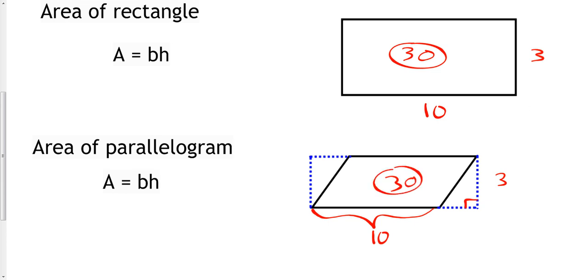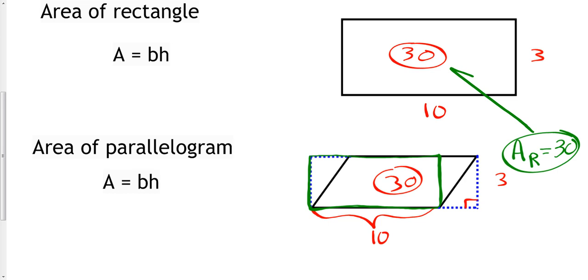Well, here's the reason. If you think about it for a second, and I want to use some colors here to make this understood. If you look at this right here, this green rectangle. Well, what's the base of that green rectangle? It's 10. And what's the height of that green rectangle? It's 3. So the area of the green rectangle is equal to 30. Just like this, basically.